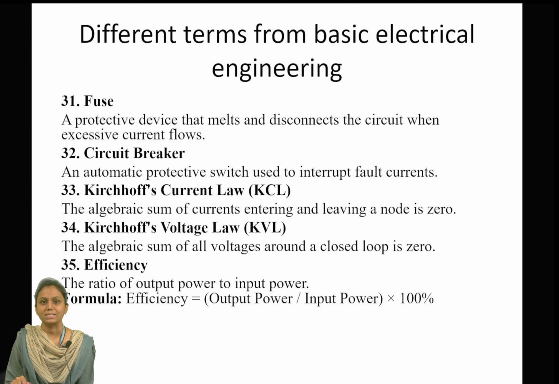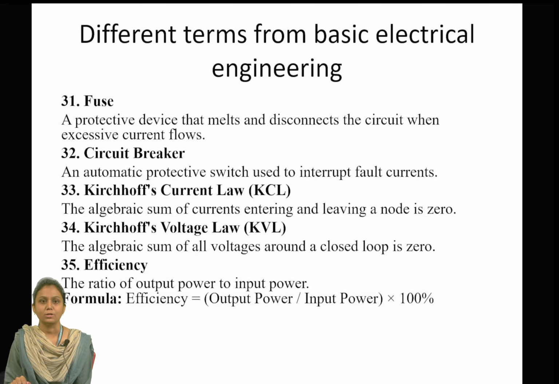Next terms are KCL and KVL. KCL means Kirchhoff's current law and KVL means Kirchhoff's voltage law. The algebraic sum of currents entering and leaving the node is 0 is known as KCL, means Kirchhoff's current law, and the algebraic sum of all voltages around a closed loop is 0 is known as Kirchhoff's voltage law.